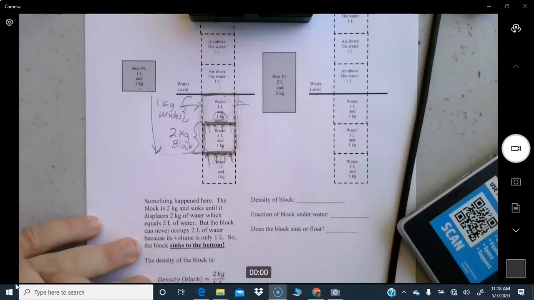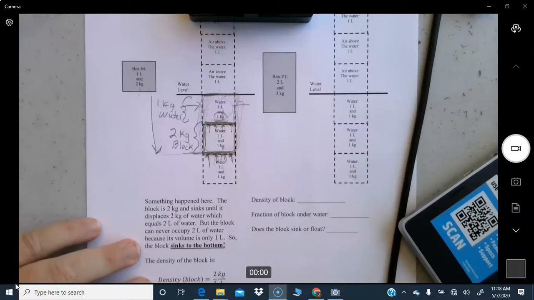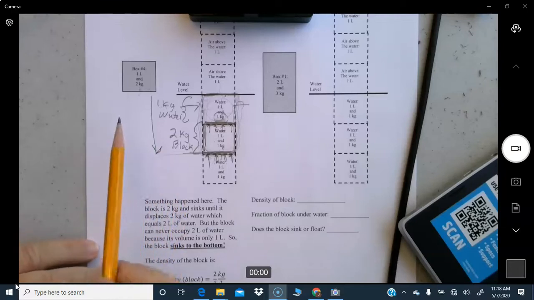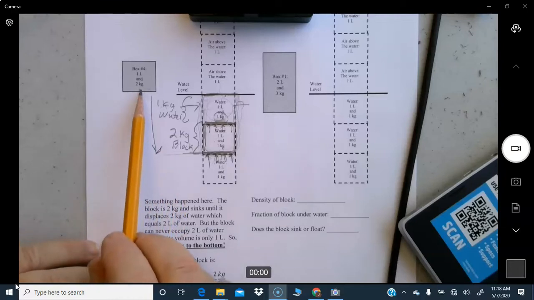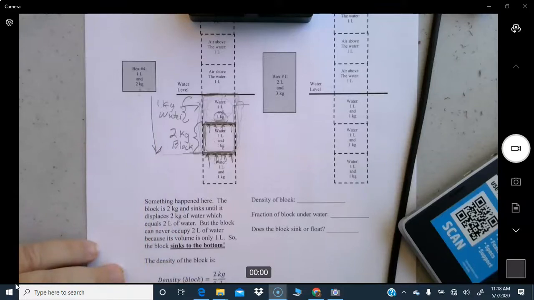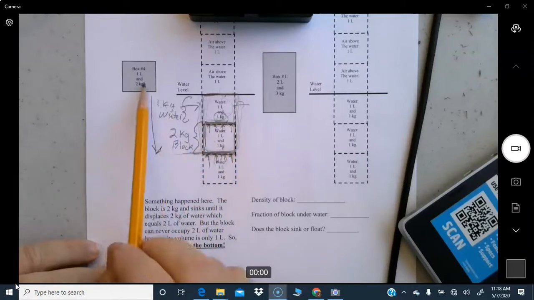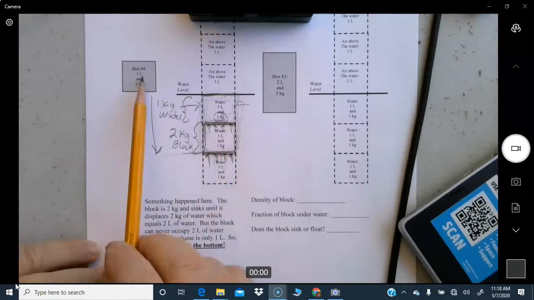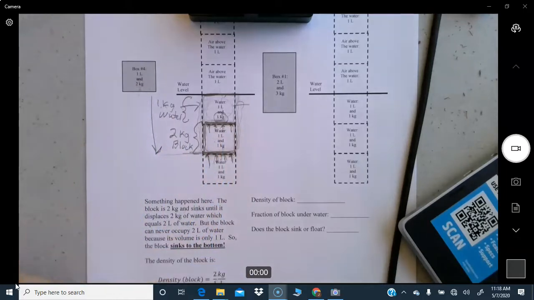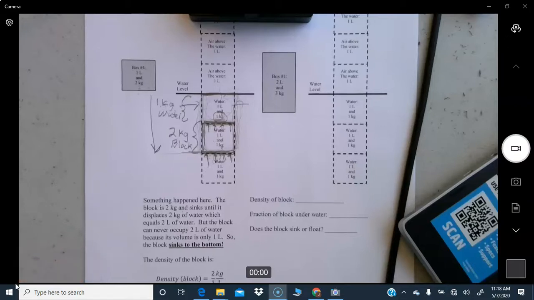So this one's a little harder to understand maybe than the one where they floated. But just understand it's more dense than water, and therefore it's going to sink in water. It can never occupy a volume that contains its own mass, 2 kilograms. It can never do that because it's not big enough to occupy 2 kilograms. Okay, so that takes care of that.